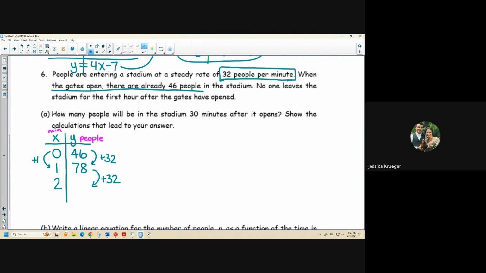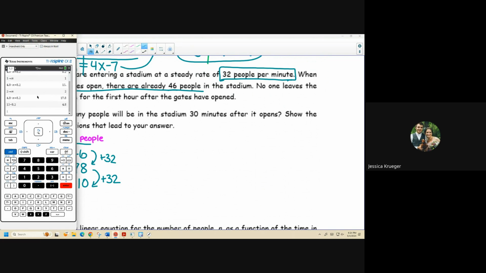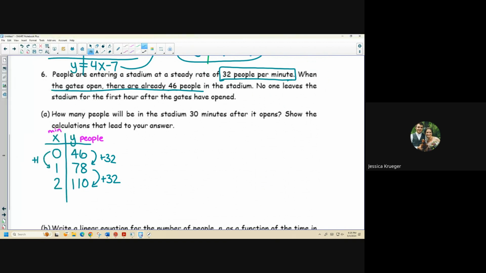So 78 and 30 is 70 and 30 is 100. So is this 110? Let's just double check that. It's been a long day. 78 plus 32, 110. Okay. I just want to make sure.